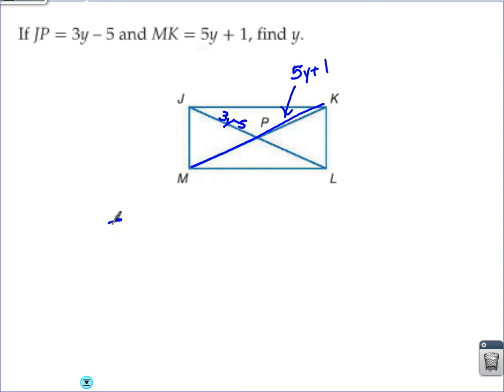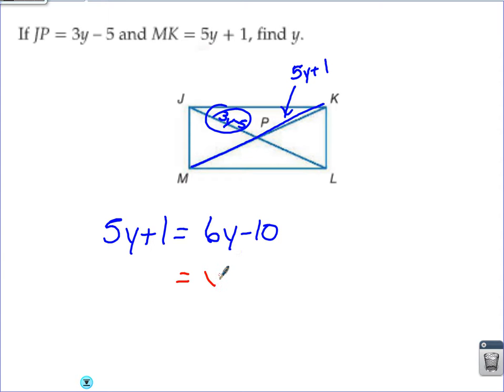So 5y plus 1, somebody finish that for me. 5y plus 1 will have to equal 6y minus 10. Perfect. Two of those, right? Because JP is just half of this. Well, since the diagonals are congruent, and we know that if this is 3y minus 5, this is 3y minus 5, the whole thing will equal this whole thing. There you go. Let's move our y's. Help me do this, Trace. Move your y's to the right side. Trace, how many y's do I now have?